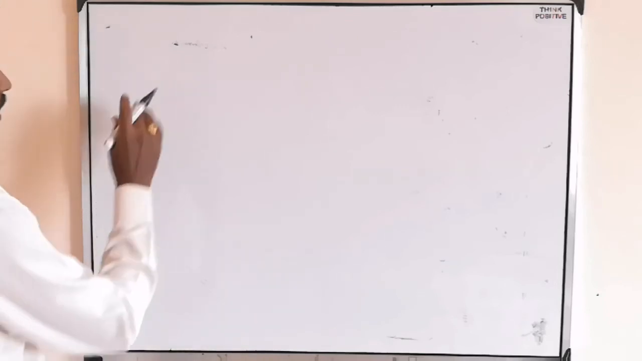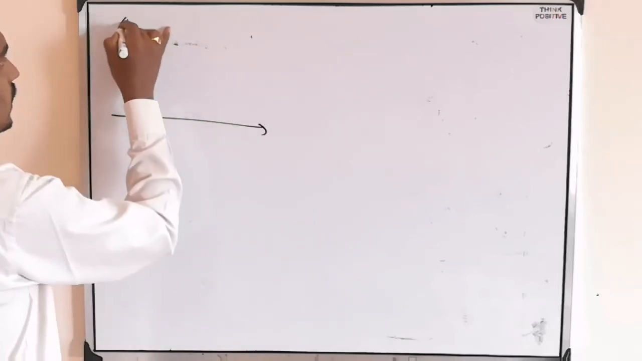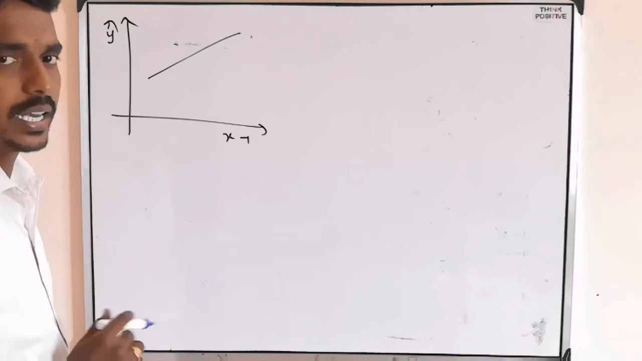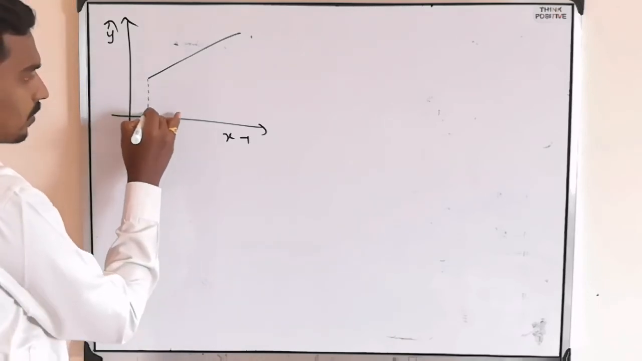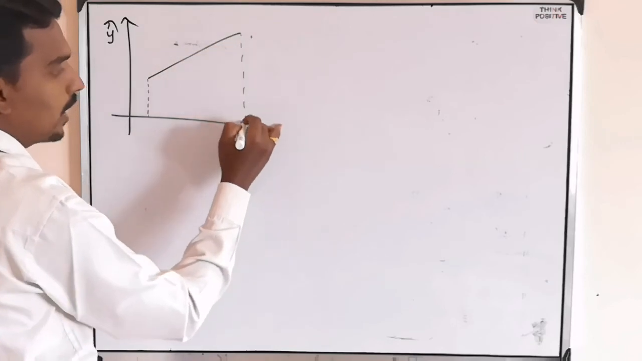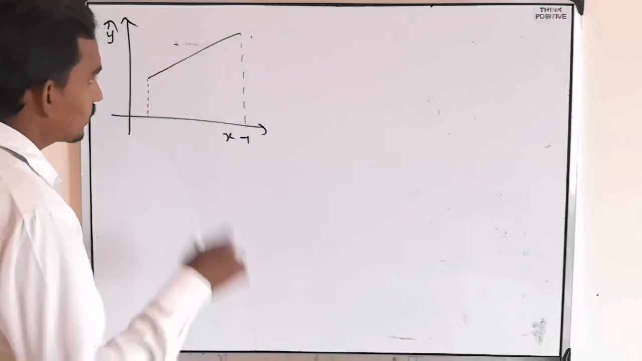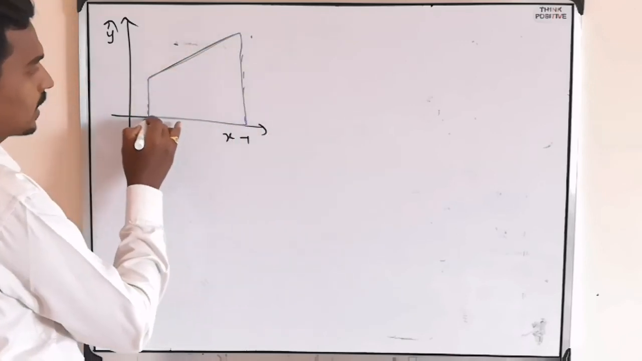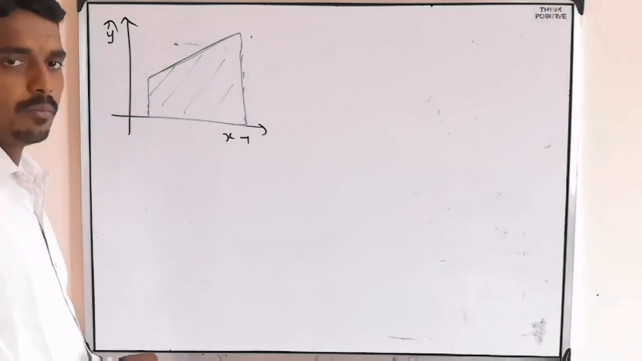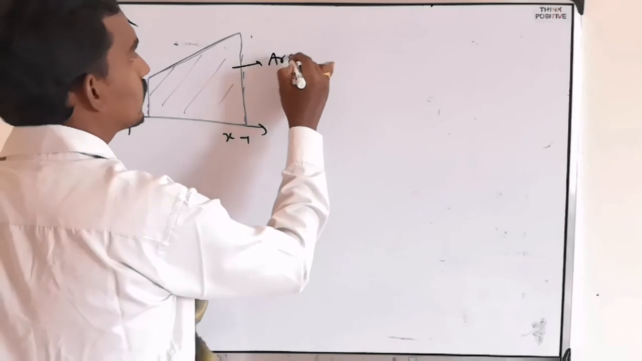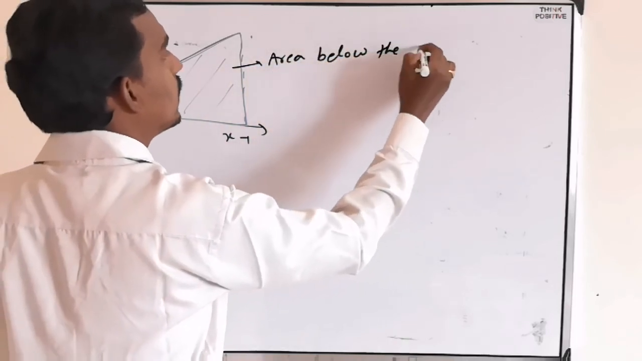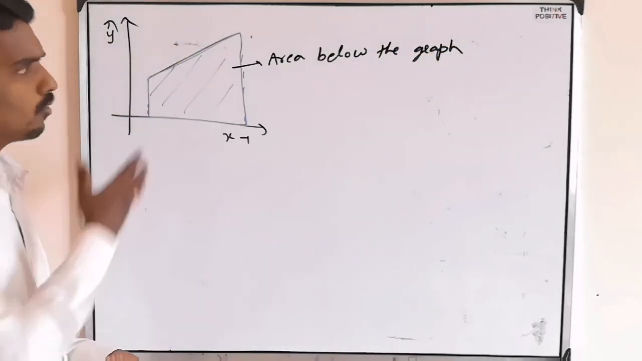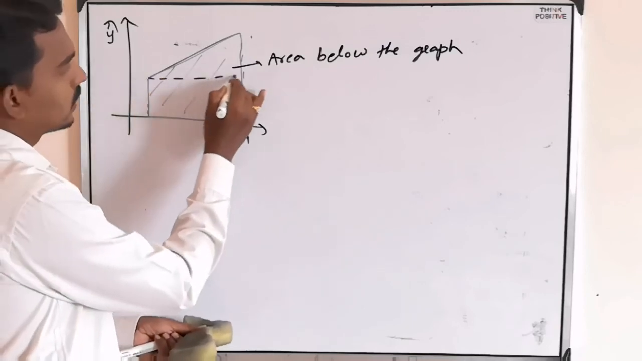Now, similar way, let's take one more thing. That is, if you take a graph, then first straight graph. Draw a perpendicular from the starting point and from ending point on x-axis. Then this total area between graph and x-axis is called area below the graph. This complete area, how can you find it? You can divide into like this.